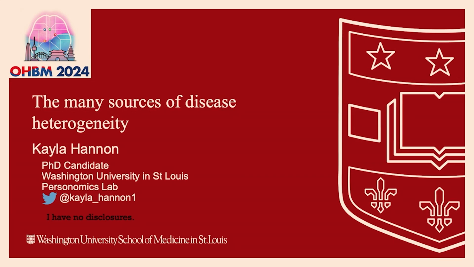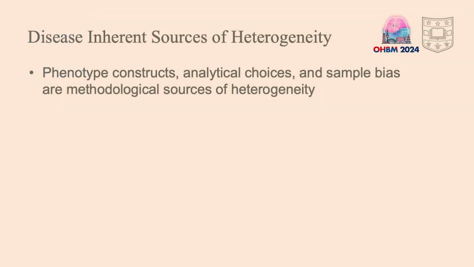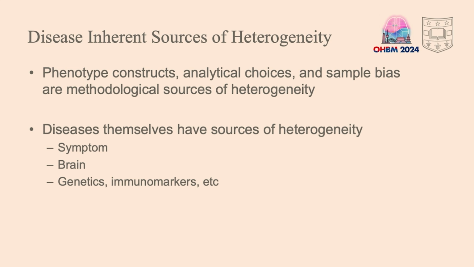The topic of my talk will be on the many sources of disease heterogeneity. Okay. So the previous talks really nicely talked about phenotype constructs, analytical choices, sample bias, and these are super important, but they are more methodologically oriented sources of heterogeneity. But I'm going to be talking about how the diseases themselves have innate sources of heterogeneity that at some point you just can't get around, right?